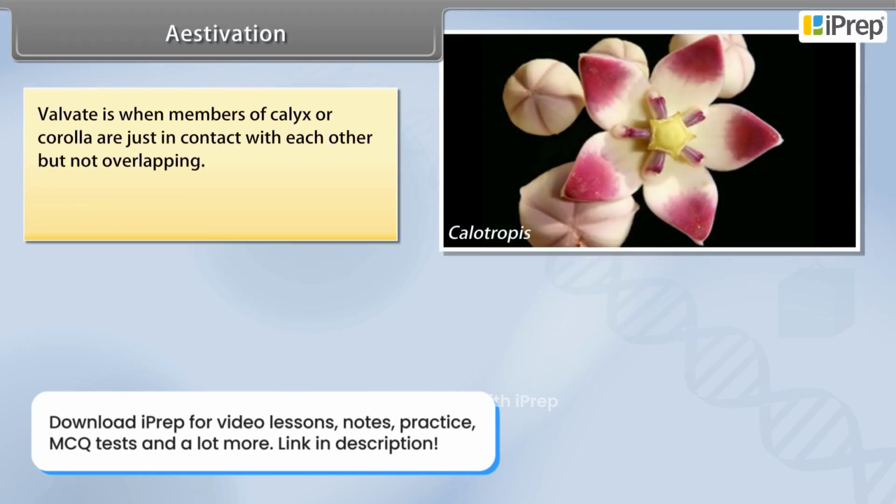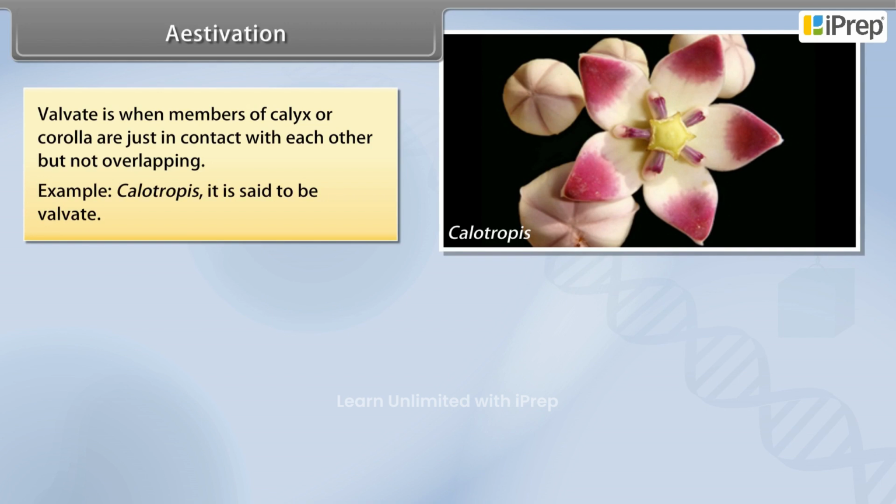Valvate is when members of the calyx or corolla are just in contact with each other but not overlapping. Example, calotropis, it is said to be valvate.